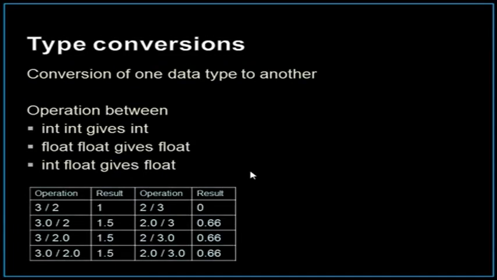So if the operation is 3 by 2, the result is 1. Why? Because it involves two integers, right? If it's 2 by 3, the result is 0. Because it involves two integers, it gives the result as an integer, and the decimal part, the floating point part, is truncated, right? If any one of them is float, the result is float. That's all we have in this slide.